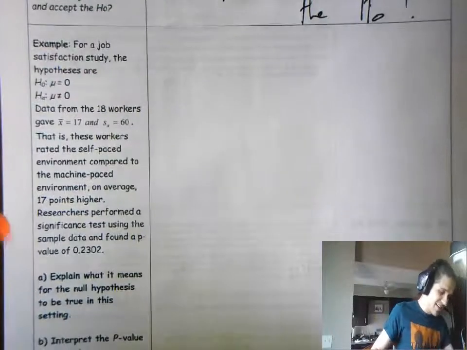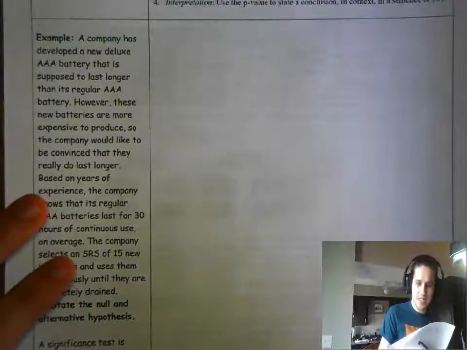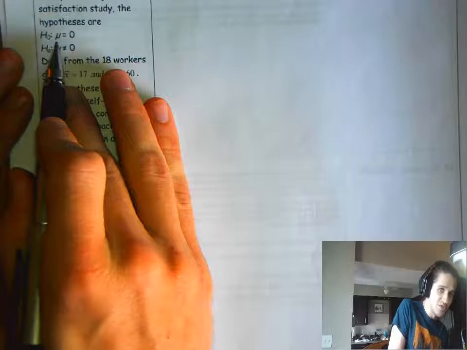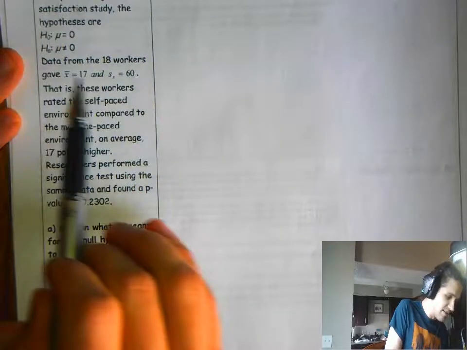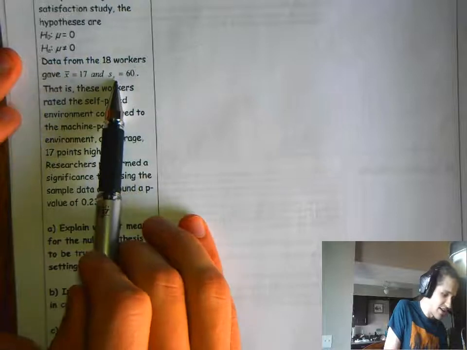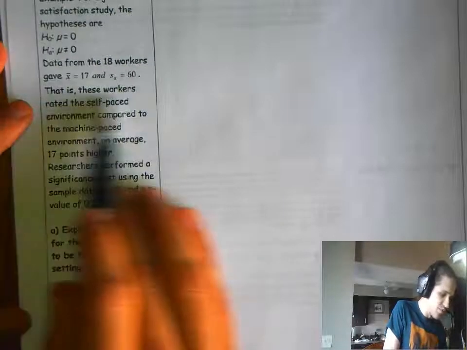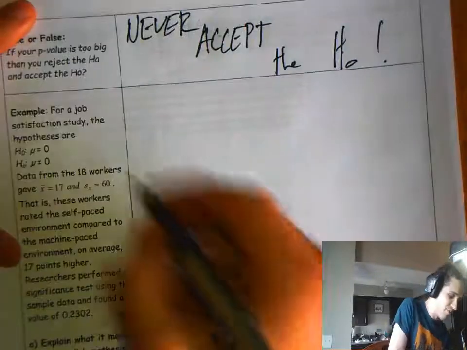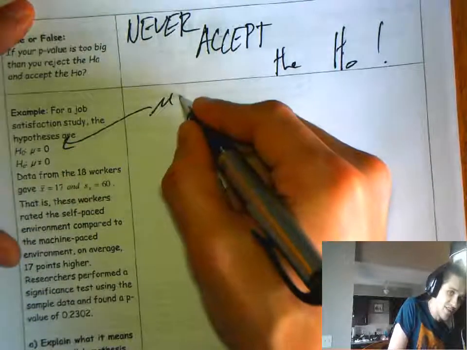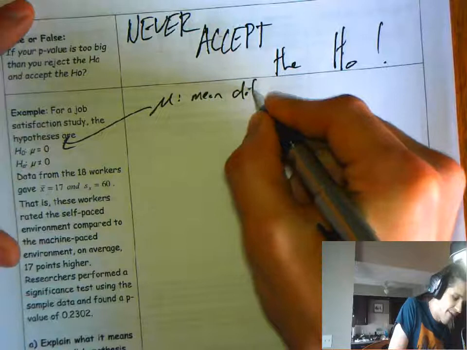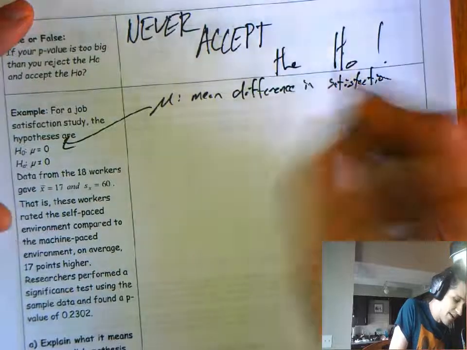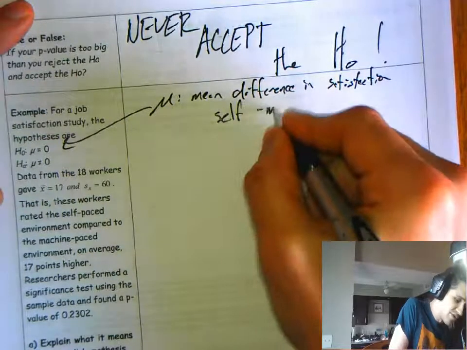All right, I need to rewrite this question, but we'll go with it. For a job satisfaction study, the hypotheses are mu equals 0, mu not equals 0. Data from the 18 workers gave x bar equals 17, sx equals 60. That is, the workers rated the self-paced environment compared to the machine-paced environment on average 17 points higher. So we didn't define what mu here is. Mu is the mean difference in satisfaction, self-paced minus machine-paced.